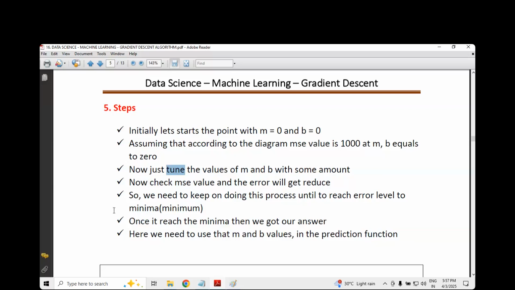Now check the MSE value and the error will get reduced. Once we have updated, now just tune the values. If you are touching the parameter values, automatically the error rate is reduced, right? So we need to do this process until we get a minimum error. Once it reaches the minimum error, then we'll get our answer.